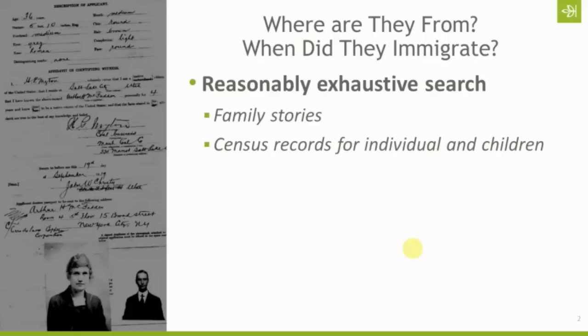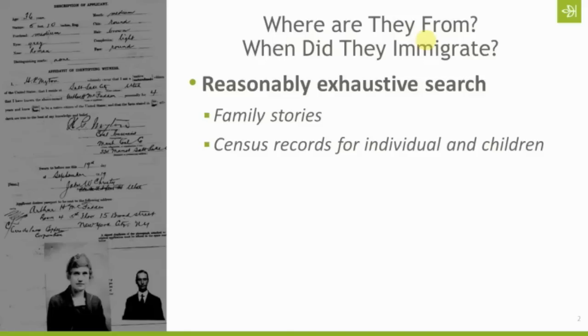Similarly, Germany, as we know it today, was not always a country, okay? It was a series of kingdoms and principalities, and so sometimes, rather than just listing Germany, the census taker would be very specific. They would list Saxony, or they would list Württemberg. And so again, pay attention to those census records for individuals and for children. Now that answers the question, or gets you closer to the question, where are they from?